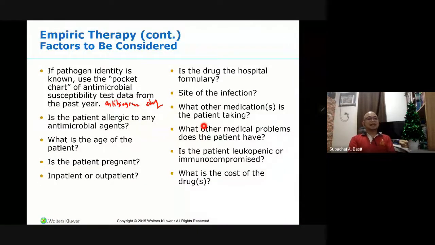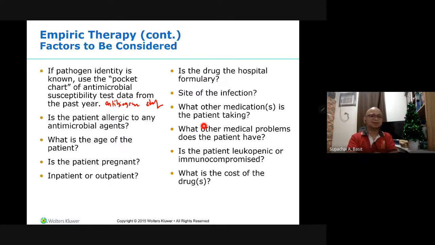And then consider the age of the patient. Also consider if the patient is pregnant or not. The physician would also be considering whether it is an inpatient or outpatient. Normally, if the patient is an inpatient, the physician would rather have the drugs administered through IV fluid, because the effect of antibiotics can immediately be seen if it's done through IV fluids. It's actually more effective.